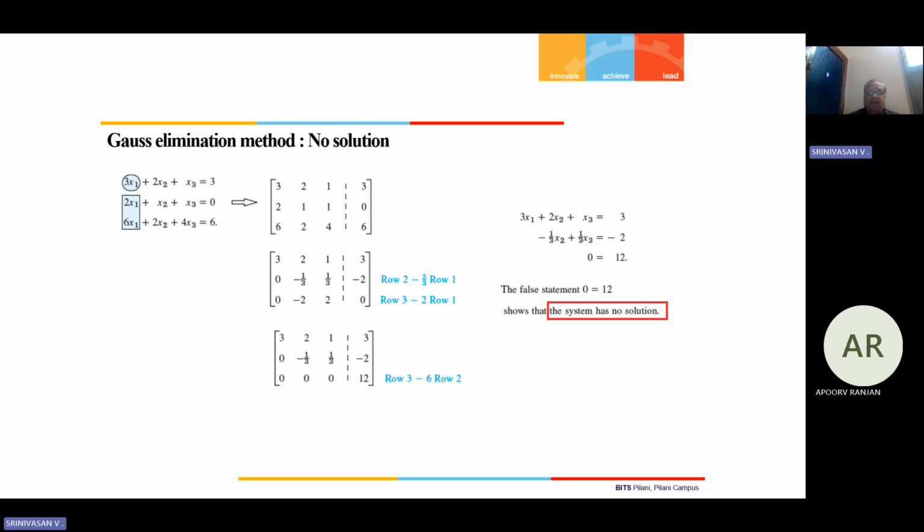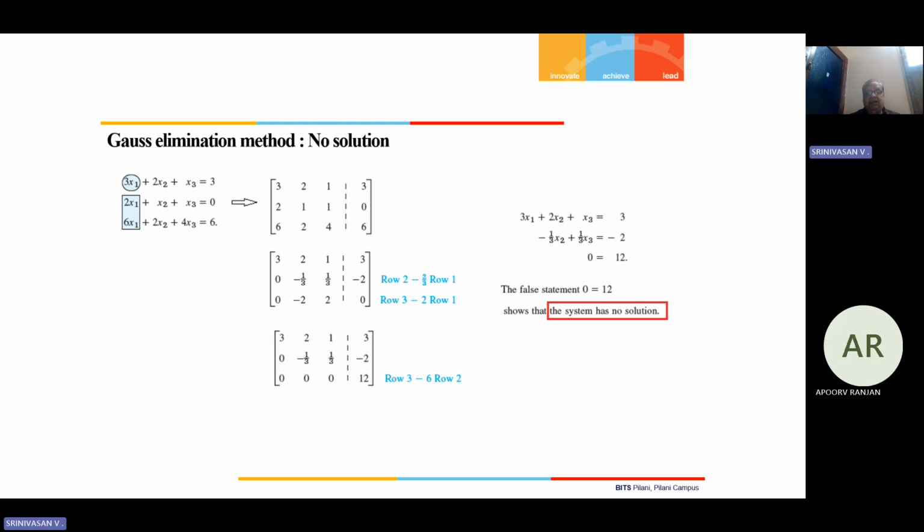Therefore, what are we supposed to do by back substitution? It shows that 0 z is equal to 12, that is 0 x3 equal to 12. Minus 1 by 3 x2 plus 1 by 3 x3 is equal to minus 2. 3x1 plus 2x2 plus x3 equal to 3. By just looking at this, don't jump to the conclusion that z equal to 0, that is x3 equal to 0. No, the coefficient of the variable itself is not there. That means there is no solution.